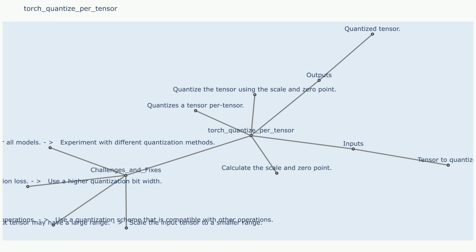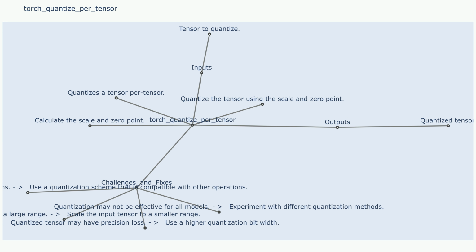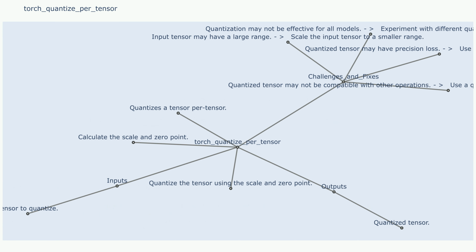torch.quantize_per_tensor. Description. Inputs. Tensor: the tensor to be quantized. It can be of any data type supported by PyTorch. Scale: the scale factor used for quantization. It must be a positive float.